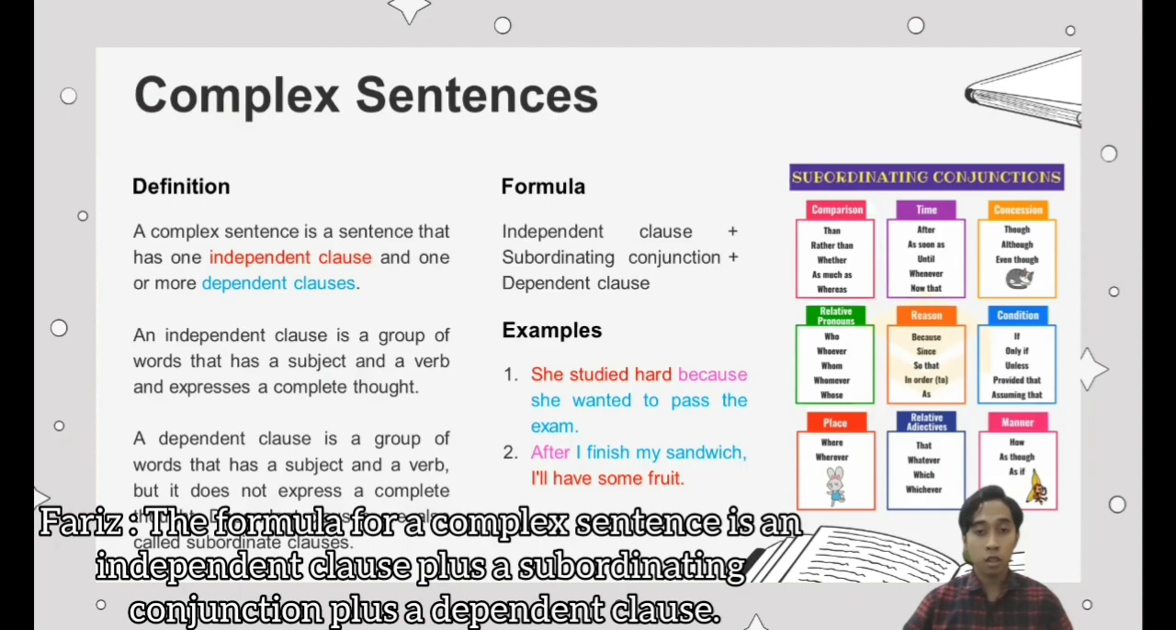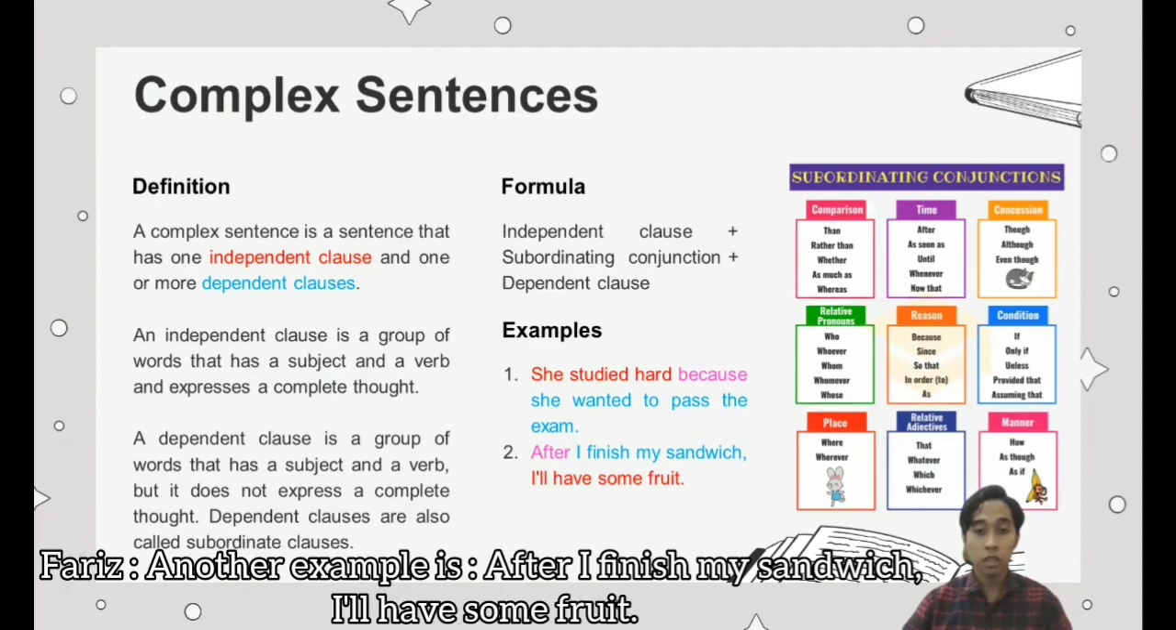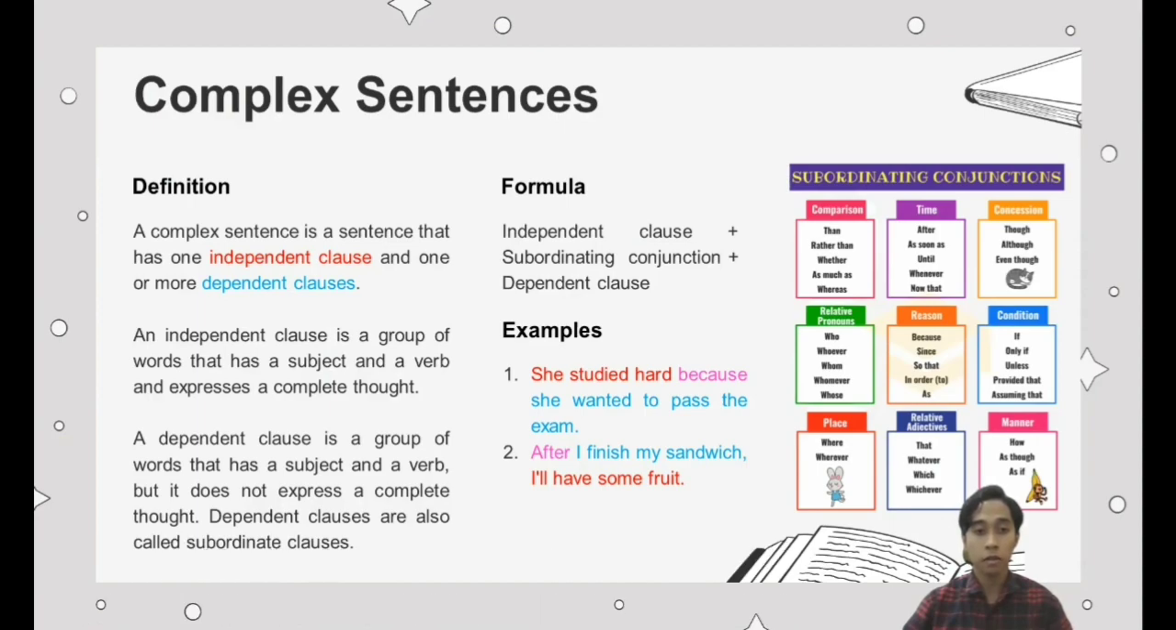The formula for a complex sentence is an independent clause plus a subordinating conjunction plus a dependent clause. For example, she studied hard because she wanted to pass the exam. Another example is, after I finish my sandwich, I'll have some fruit. Also, you can see various subordinating conjunctions in the accompanying image.